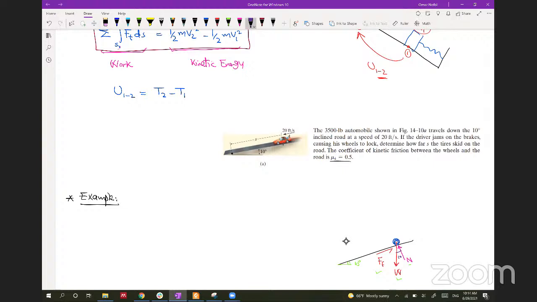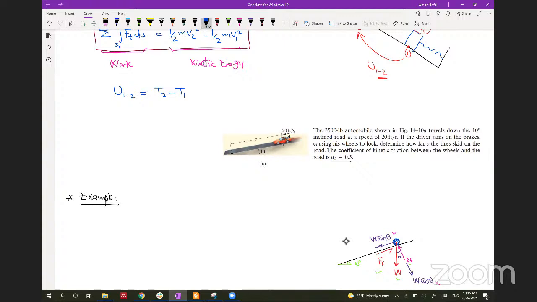So we know that this angle is 10 degrees, and you will have the weight component W sine theta and W cosine theta. The W cosine theta is not exerting work, but the W sine theta is exerting work. You can use the full W and then use delta Y, so whatever works for you. I like this one: I get the forces in the direction of the motion and multiply by the total distance.